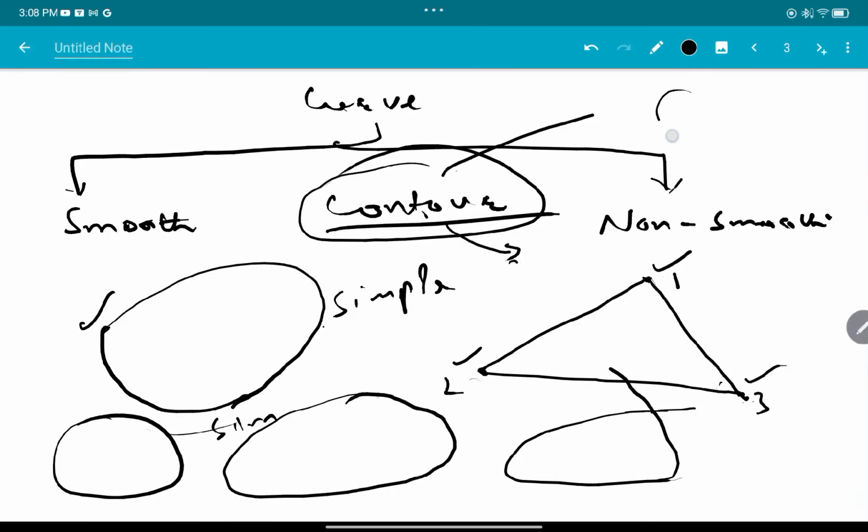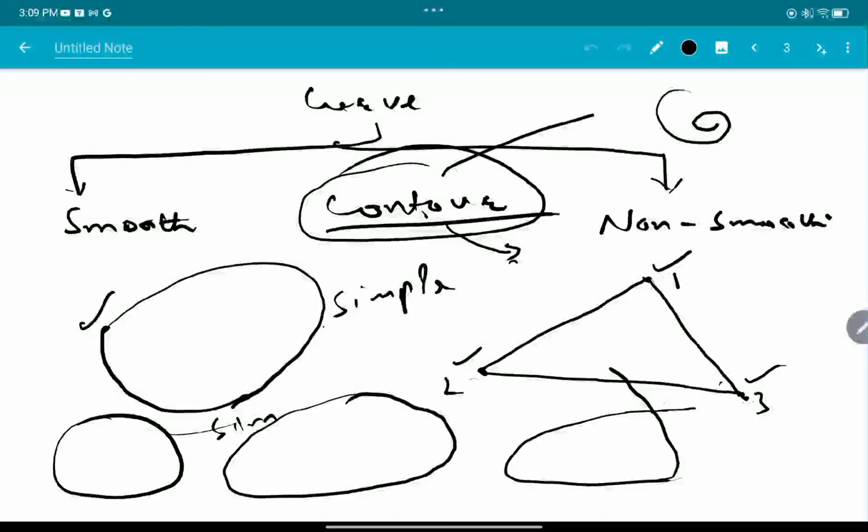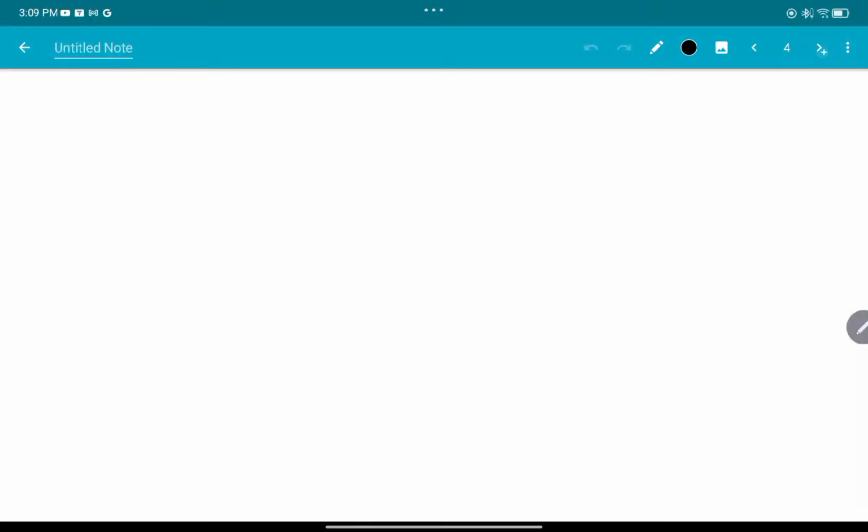Something like this is simple because it does not intersect itself. But this is not simple because it intersects. We will take simple curves because that will make our integration quite simple. Now, having said this much about these curves and their importance in complex integration, let's turn to one of the most important theorems of complex integration, that is called Cauchy's.